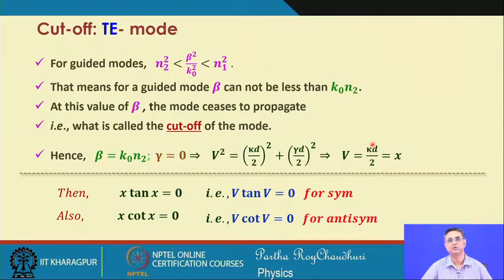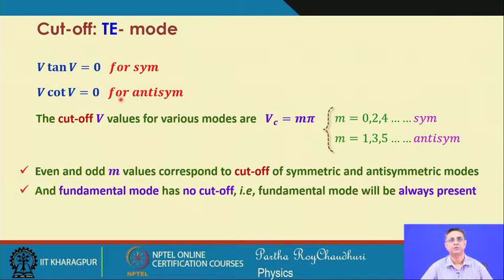So, that tells you V equal to kappa d by 2, which is equal to x. So, x tan x equal to 0 from the eigenvalue equation, and x cot x will be equal to 0. These are the conditions for symmetric and antisymmetric modes, and we end up with this condition that tells you Vc will be equal to m pi to get this condition equal to 0. So I just roughly take the value of m equal to 1, 2, 3, that gives me the value of Vc, the cutoff V value at which and below which those modes will be supported.